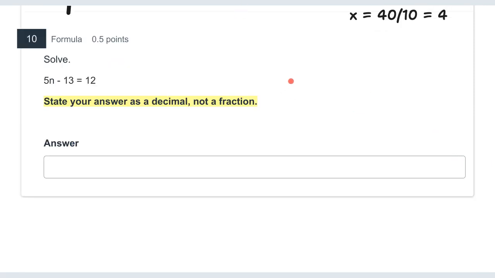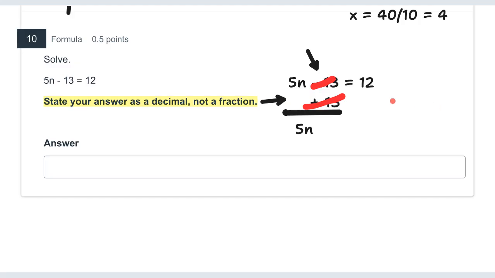Well, one more, and then we'll call it a day. So 5n minus 13 is equal to 12. We want to get the 5n by itself, so we have to get rid of that 13 first. So put a plus 13 on the left. Clean that up. You're going to be left with 5n on the left, right? Because these 13s went away. But since I put plus 13 on the left, I also have to put plus 13 on the right.